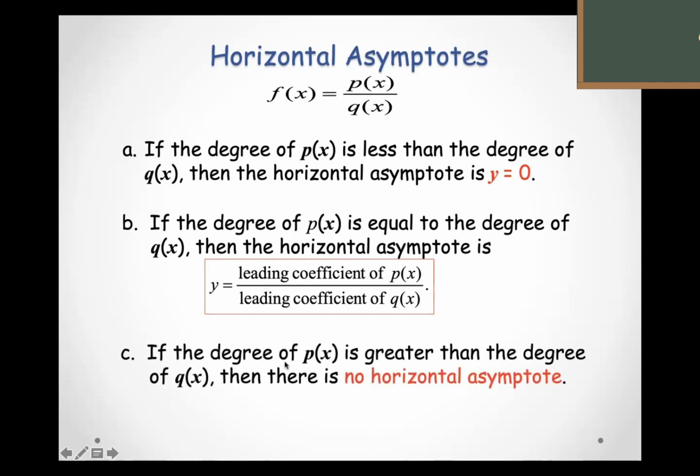Another situation, if the degree of p of x is greater than the degree of the denominator, there is no horizontal asymptote. If the exponent of the numerator is greater than the degree of the denominator, there is no horizontal asymptote. For the vertical asymptote, you look at the zeros of the denominator. For the horizontal asymptote, you look at the exponents of the numerator and denominator. If the degree of the numerator is less than the degree of the denominator, y equals 0. If equal, leading coefficients. If greater, no horizontal asymptote.